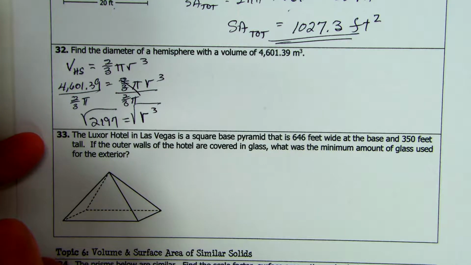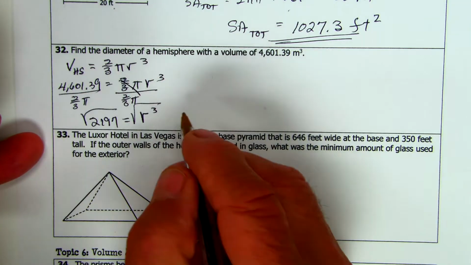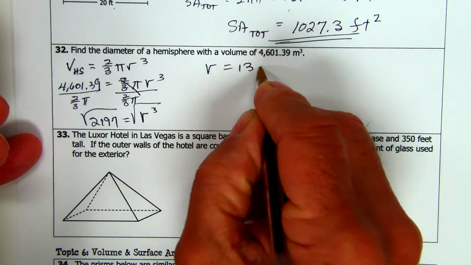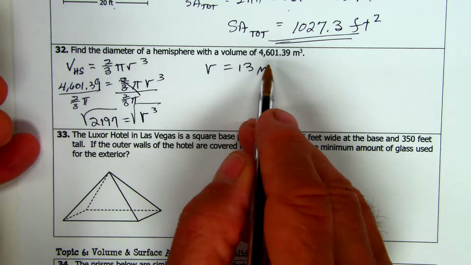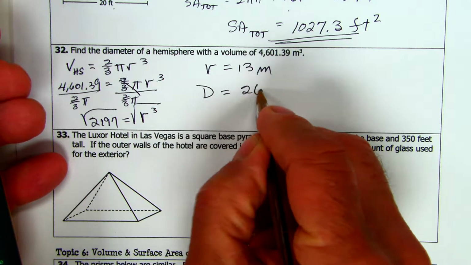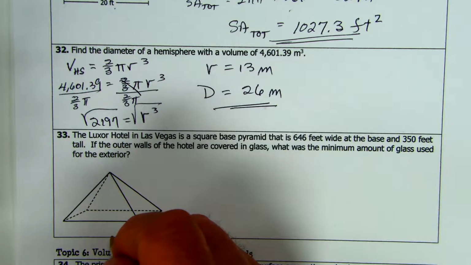So now I'm going to take the cube root of each side. So if I raise this to the 1/3 power, that's going to give me 13. So r is equal to 13 meters. So that's the radius of the hemisphere. So the diameter would be 2 times that, or 26 meters. That would be the diameter of the hemisphere.